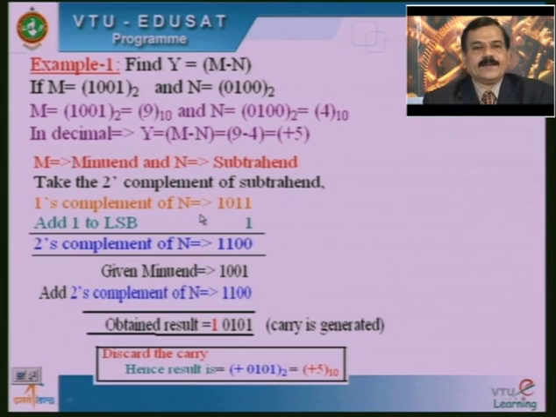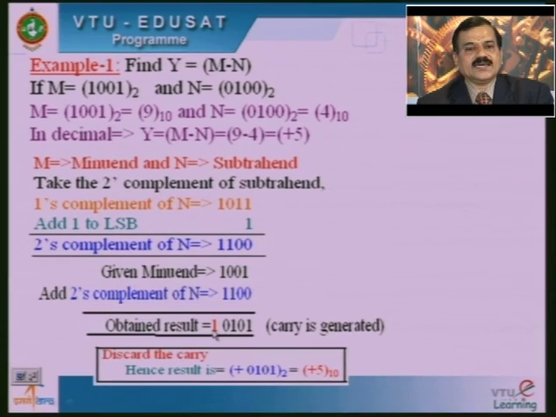Given minuend is 1001, and for that we have to add the 2's complement of n, which we are just transferring here. So 1 plus 0 is 1 and 0 plus 0 is 0, then 0 plus 1 is 1 and 1 plus 1 is 10, then 0 is written here and 1 is shown as carry. So in this addition the carry is generated.